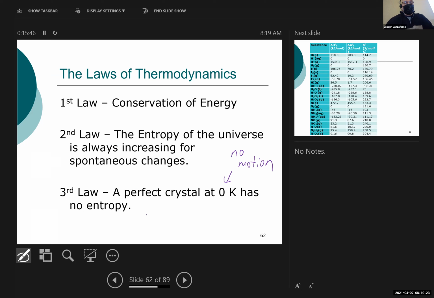And the perfect crystal represents essentially a crystal where every lattice position is identically occupied. So again, there's no disorder in the system. There's no option in the system, because every molecule is identical and it's locked into place and not moving because of the zero Kelvin. An imperfect crystal would be one that, say, has an impurity in it, right? Because then that impurity could move around.